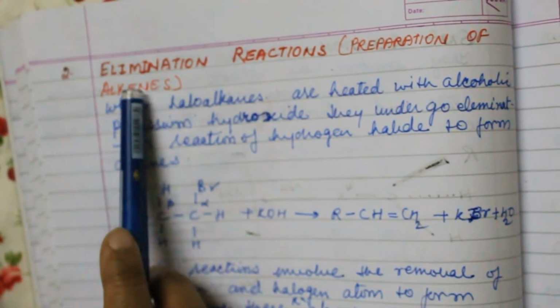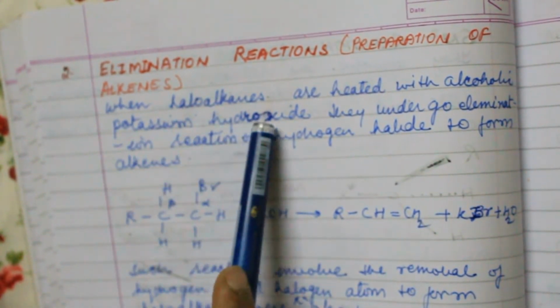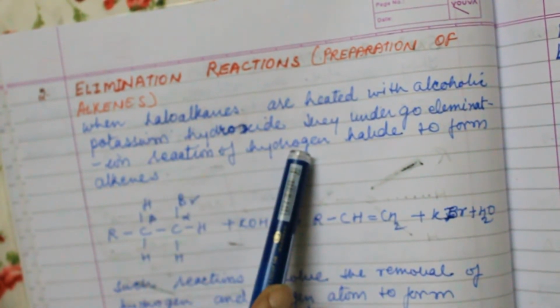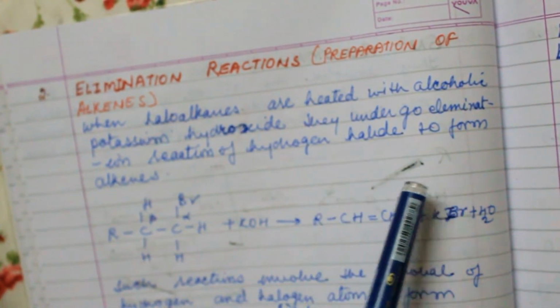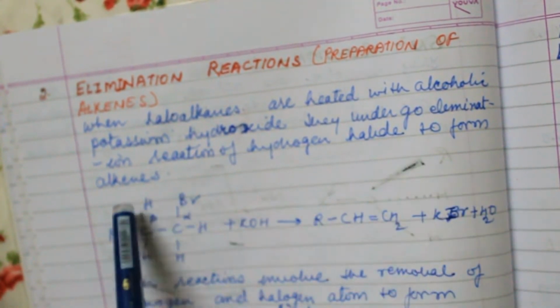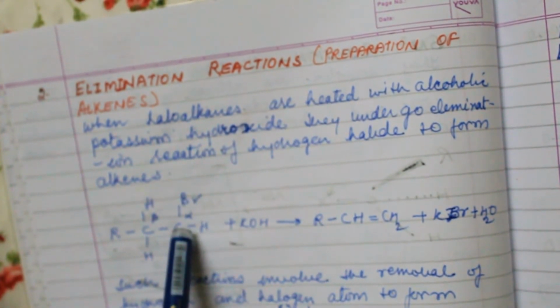Students, today my topic is elimination reactions, that is preparation of alkenes. When haloalkanes are heated with alcoholic potassium hydroxide, that is KOH, they undergo elimination reaction by removal of hydrogen halide to form alkenes like this. This is the alpha carbon because Br is attached to it.